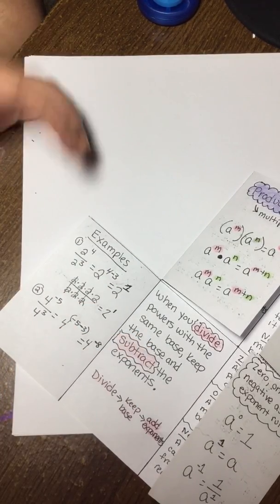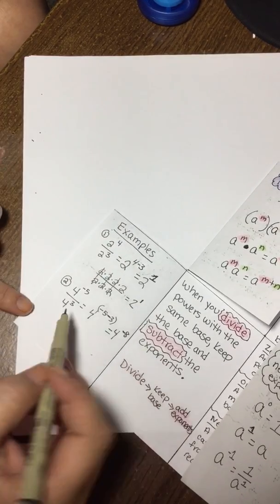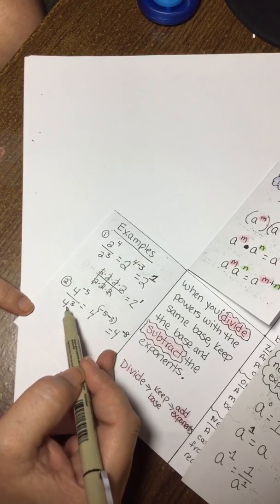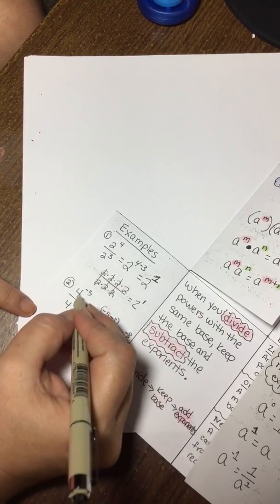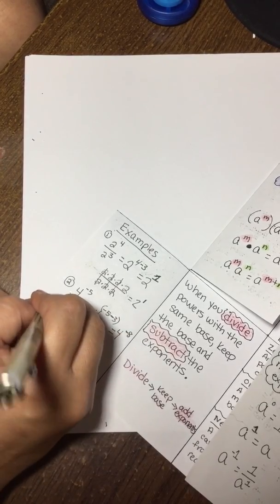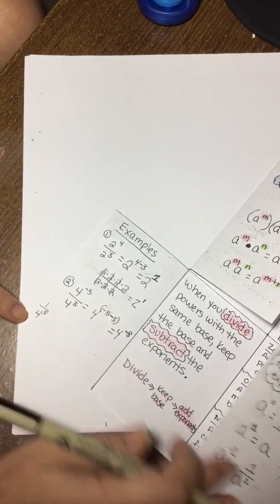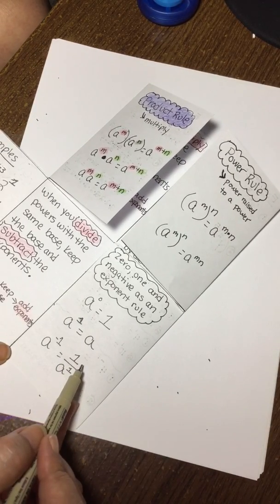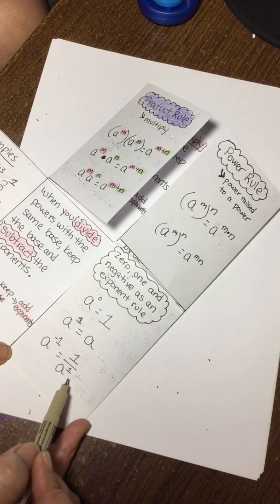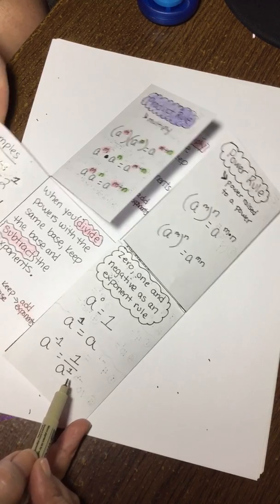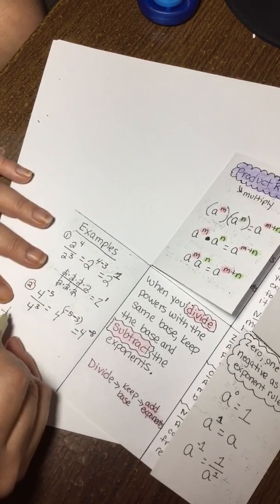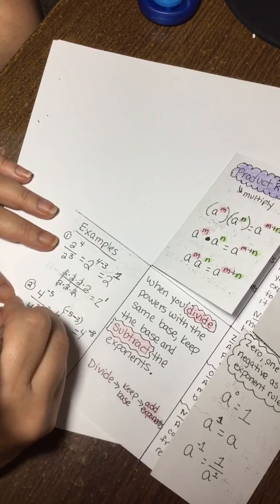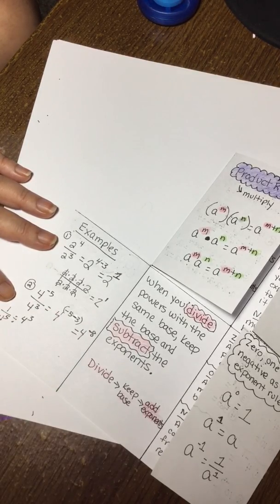To explain why that works is a little bit more complicated. The reason why is we have 4 to the negative 5 divided by 4 to the 3rd. I can rewrite 4 to the negative 5th as 1 over 4 to the 5th using our negative in the exponent rule. Put 1 in the numerator and put your exponent in the denominator, removing the negative. So I have 1 over 4 to the 5th divided by 4 to the 3rd power.